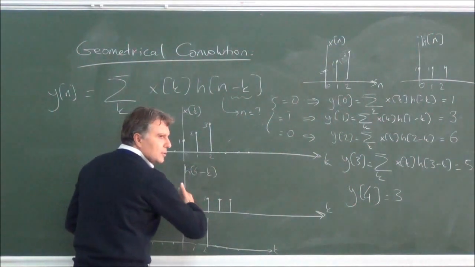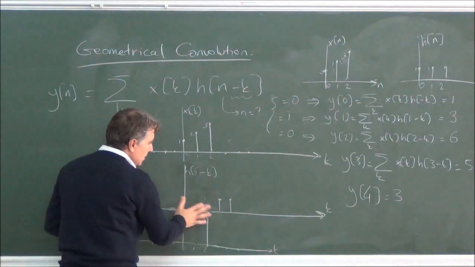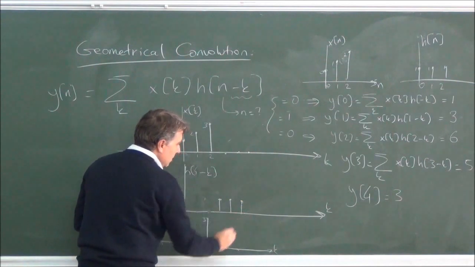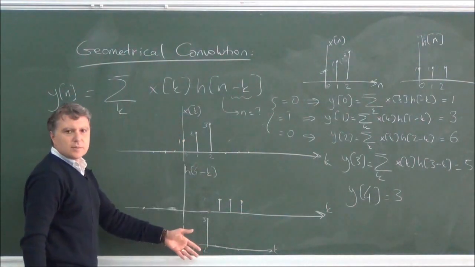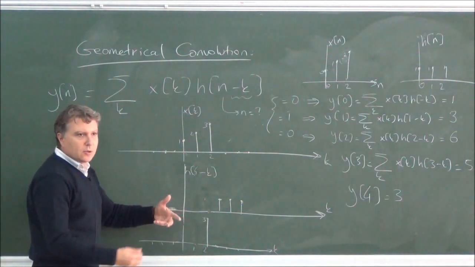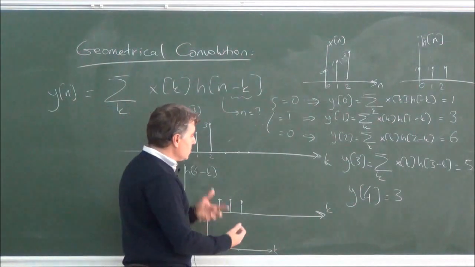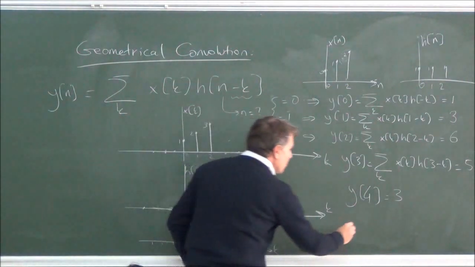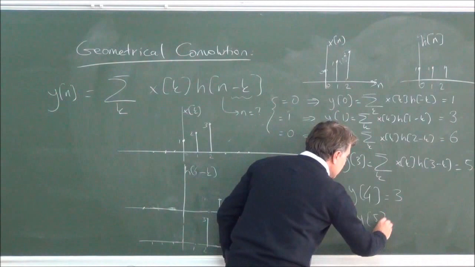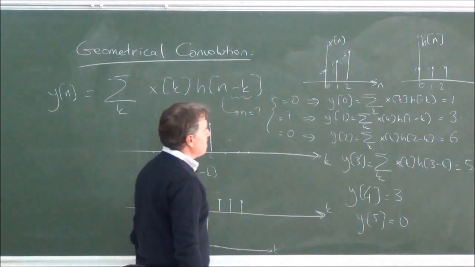If this goes further to the right, what is the multiplication? 0. We have no associating points, so y of 5 is equal to 0, you can say.